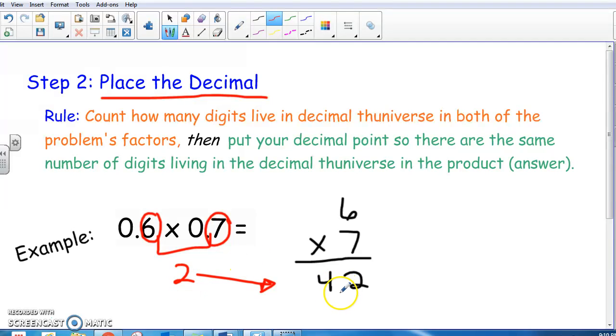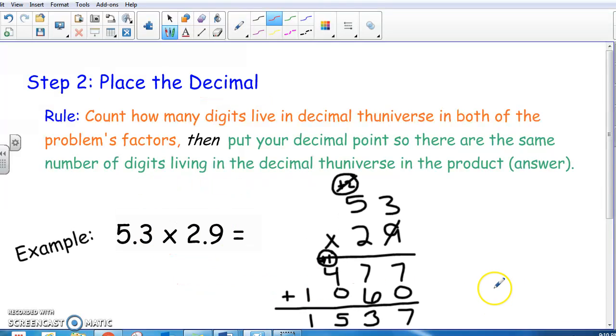If I put my decimal point here, that only gives me 1. In order to do that correctly, I'm going to need to put the decimal here. That will give me the 2 digits in my decimal thuniverse, which means I don't have anything in my whole number place value. So really, my answer would be 0 and 42/100ths. To see if that makes sense, 0 and 6/10 is about 1, 0 and 7/10 is about 1, and 1 times 1 is 1. 1 is really not far from 0. Definitely close to my estimate.